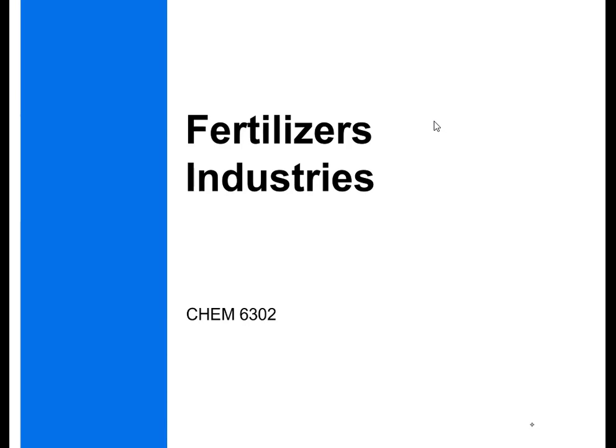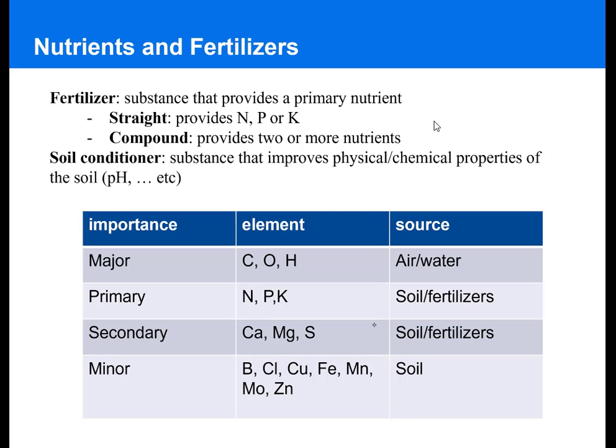In the previous video, we mentioned that most of the ammonia and nitric acid production is used in the production of different types of fertilizers. In general, fertilizers are any substance that provide a primary nutrient to the plant, which includes nitrogen, phosphorus, or potassium. And the second category of substances used in agriculture includes the conditioners, which are substances that improve the physical or chemical properties of the soil.